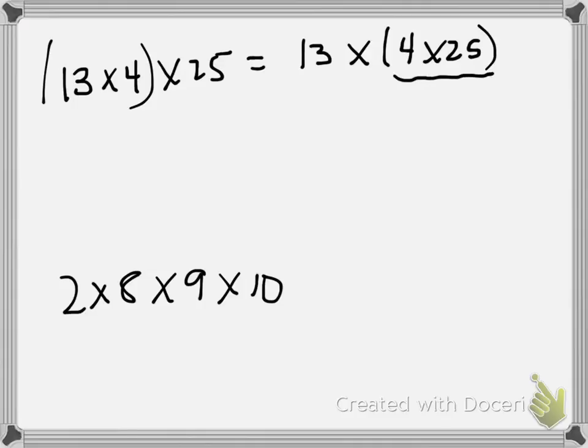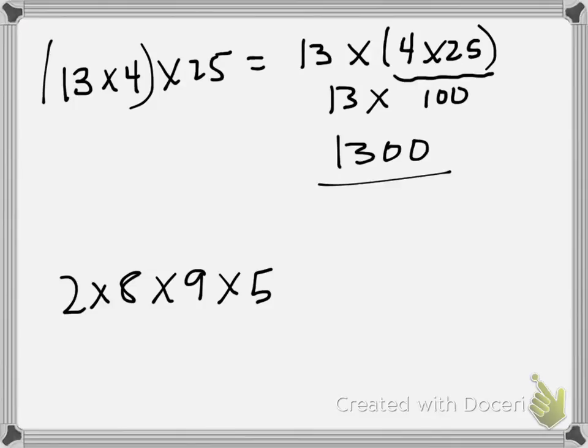So if I look for something that multiplies to be 25, for example, or multiplies to be 100, 4 times 25 is easy. I can do that. And then I have 13 times 100, which is 1300. Okay, that's easier than taking 13 times 4 and then getting that answer and multiplying that answer by 25. Both methods work. One is just more efficient than the other.